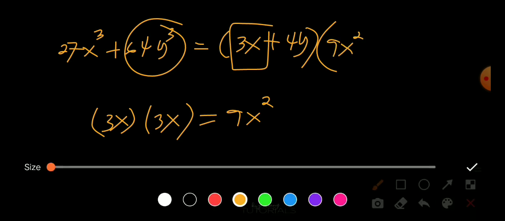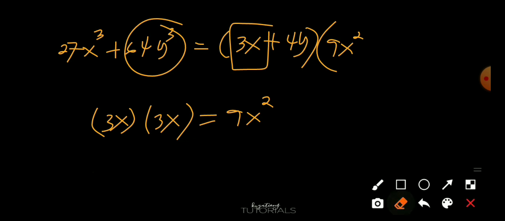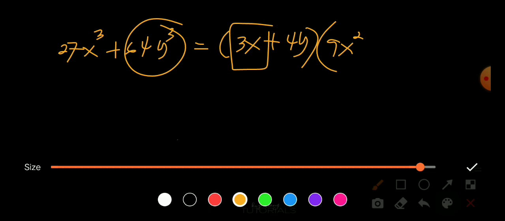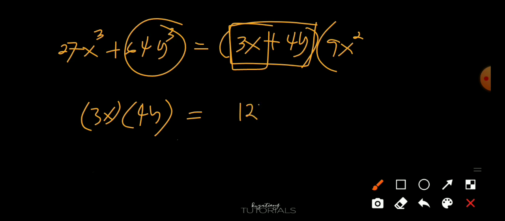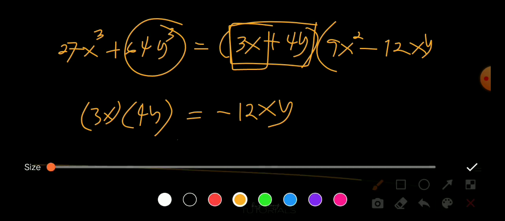Then the next thing we do is, of course, multiply the first and second terms. We have 3x multiplied by 4y, that is 12xy. Since it is positive, we need to change it, so that is going to be negative. Write it next to it: negative 12xy.